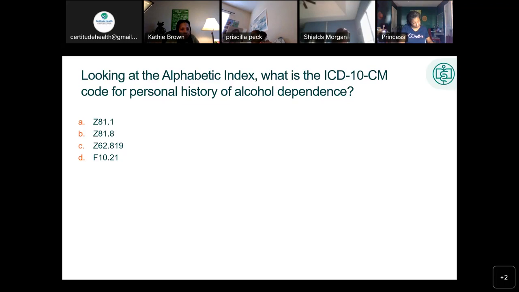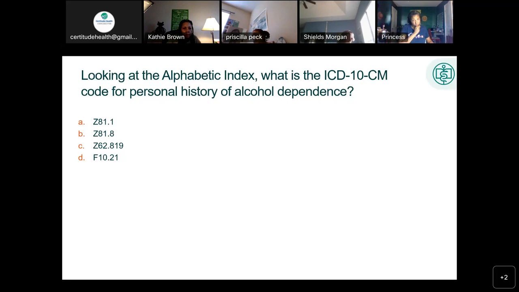And if you just look at, you have to look at your indentions, and remembering that they're also in alphabetical order. So under personal, it starts another listing in alphabetical order of the types of personal history that a patient can have. So it starts with abuse, and then it starts with alcohol dependence. Because looking at abuse, you can see that there's several indentions because there's different types of abuse, right?